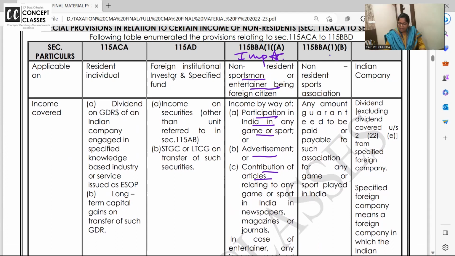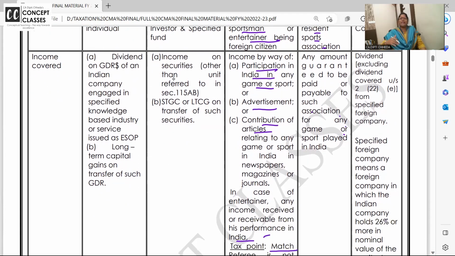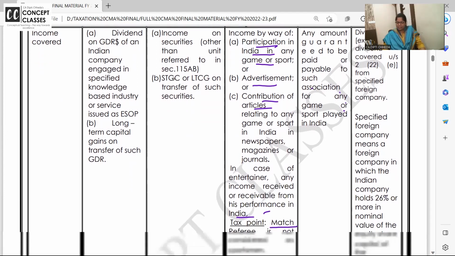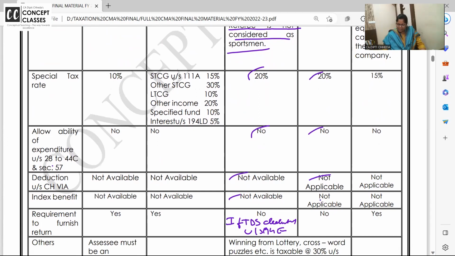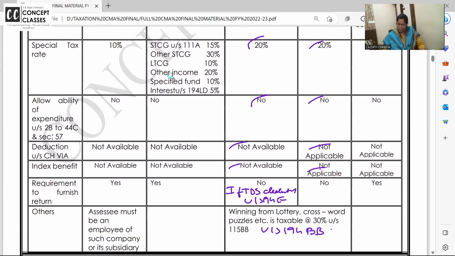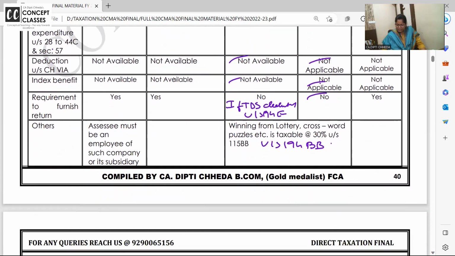Section 115BBA(1)(b). This is for a non-resident sports association. India's sports association is BCCI, Board of Control for Cricket. But if it is from outside, any amount guaranteed to be paid or payable to such association for any game or sports played in India. We are generating income for a foreign sports association who may be sponsors and all. 20%, everything is the same from here. No expenditure is allowed, no Chapter 6A, no indexation benefit. Are they required to furnish the return? No. And if there is lottery or some other income, then that much TDS will be deducted.